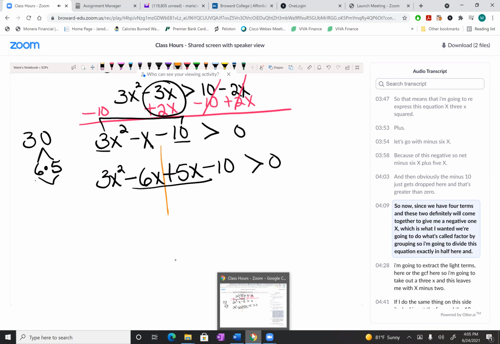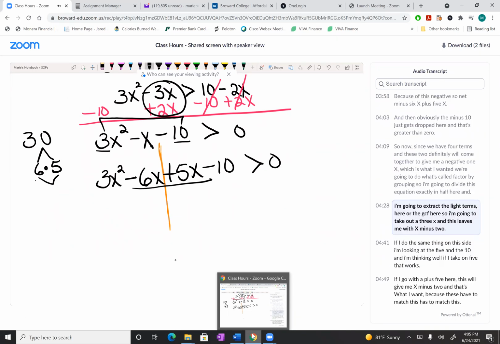So I'm going to divide this equation exactly in half here, and I'm going to extract the like terms here, or the GCF here. So I'm going to take out a 3x, and this leaves me with x minus 2.